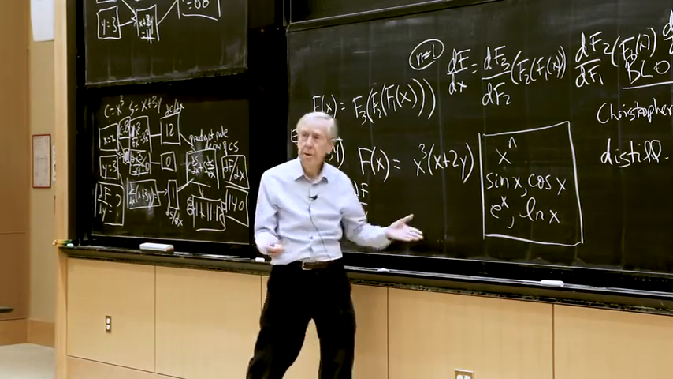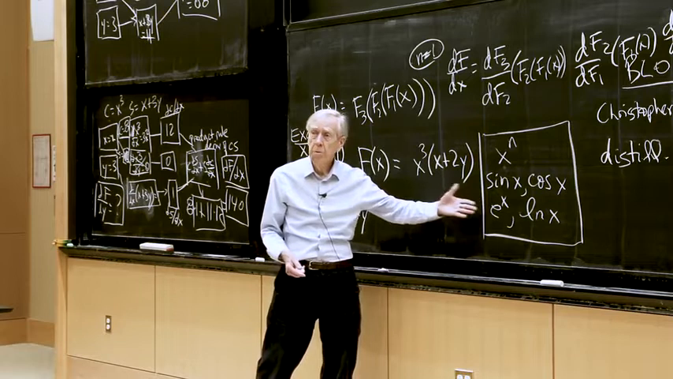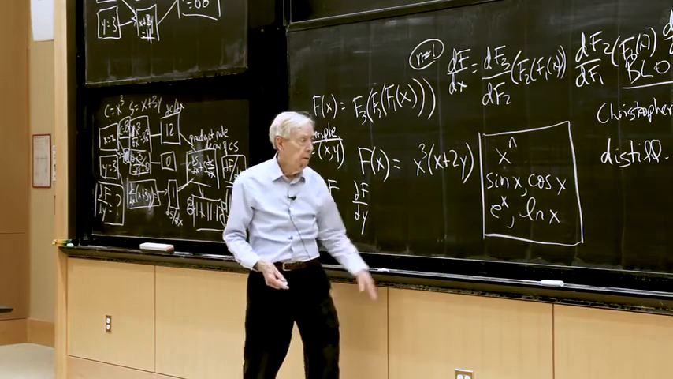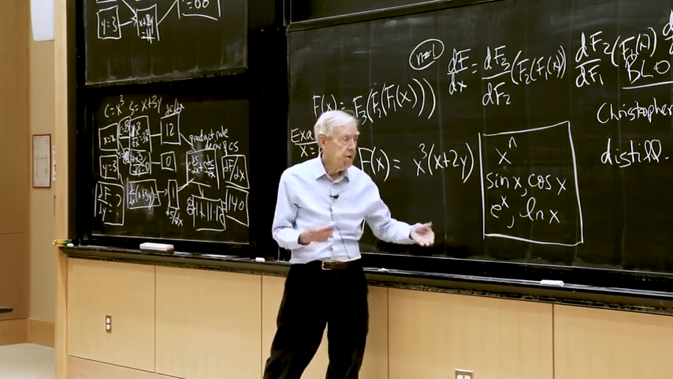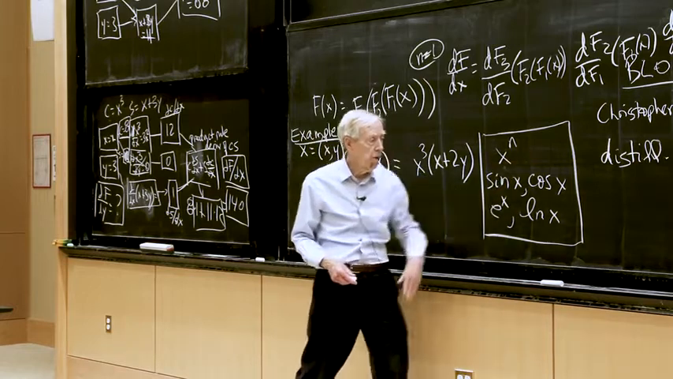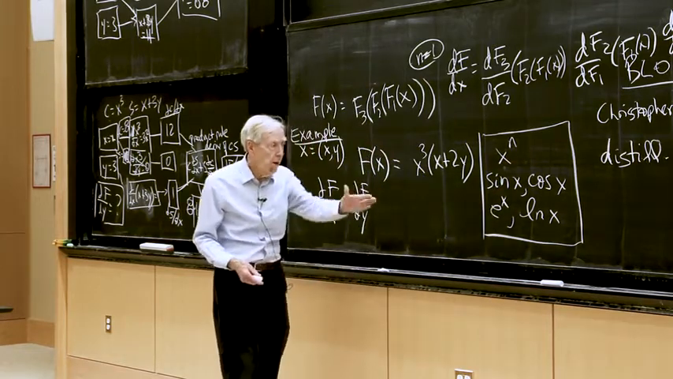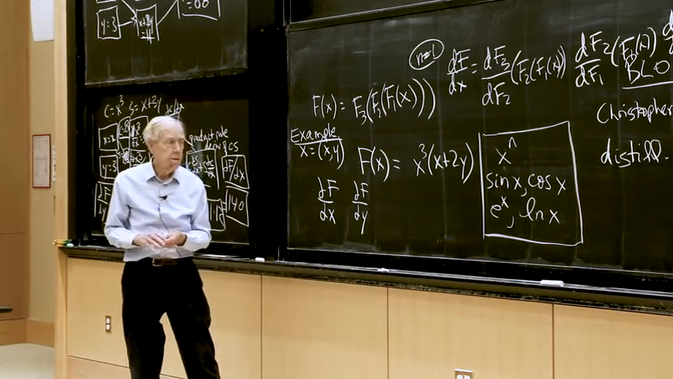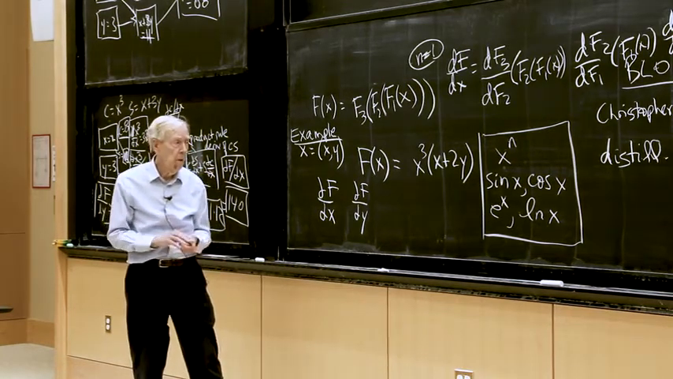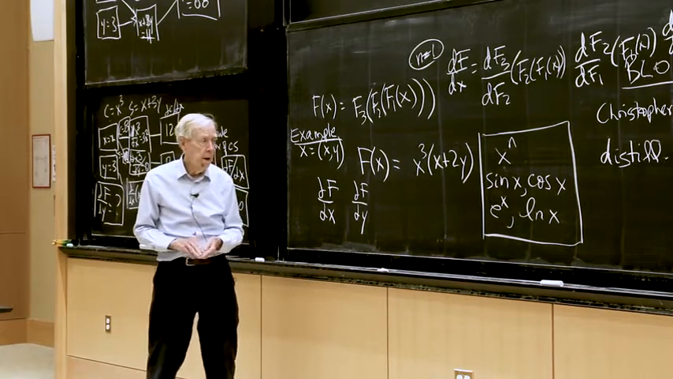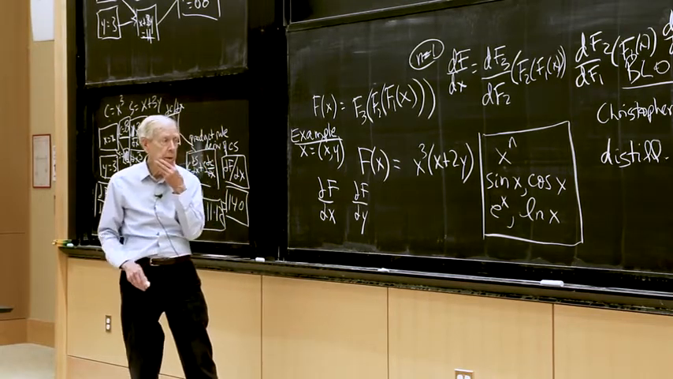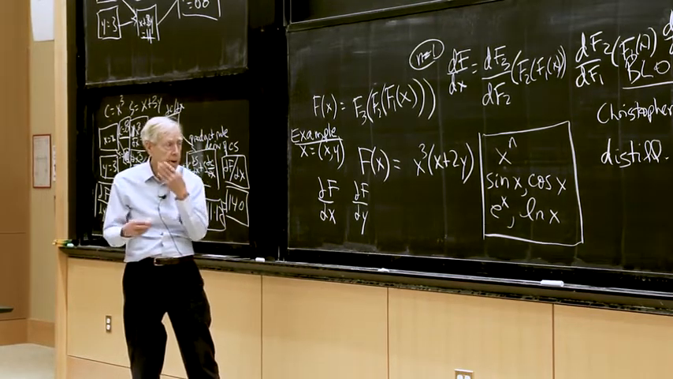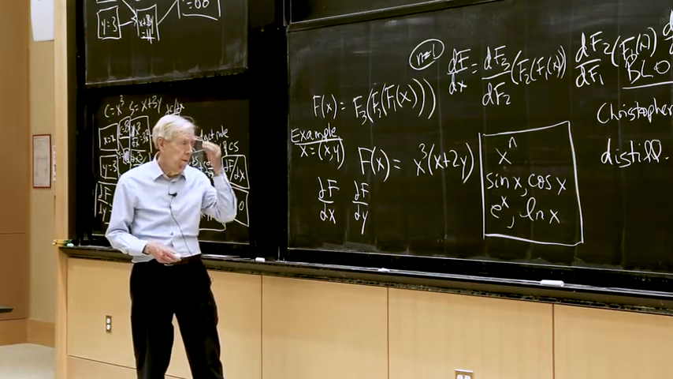But tangent of x, we would use the quotient rule. Secant of x, we would use the quotient rule, 1 over cosine. And the products, we use the product rule. So really, calculus tends to seem fairly simple when you look back to see what actually you did.